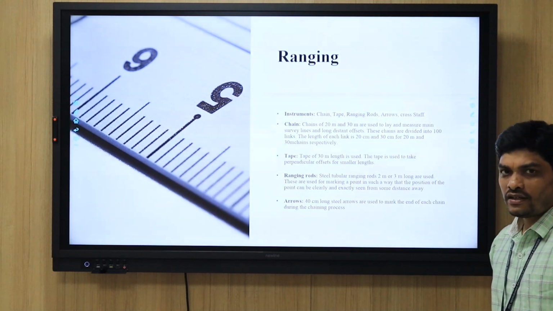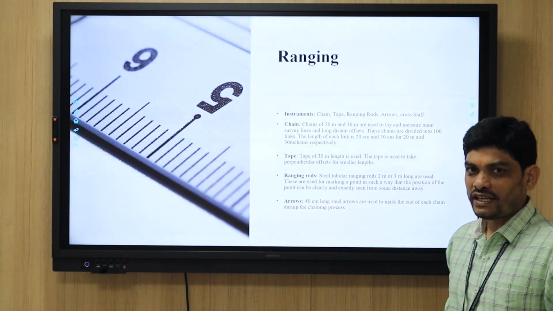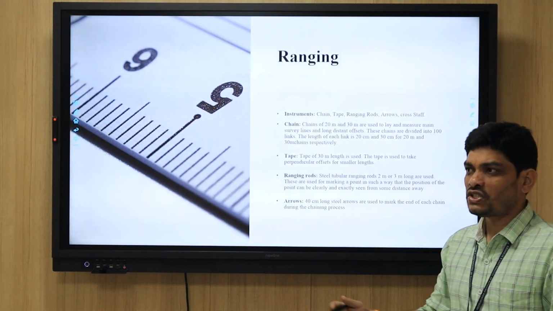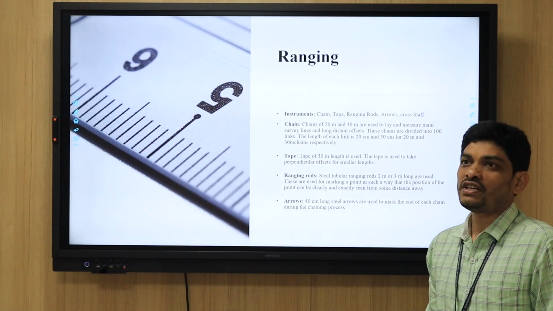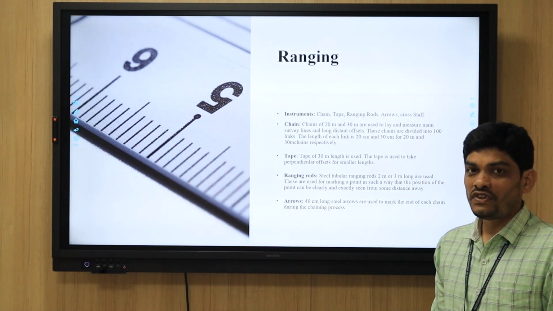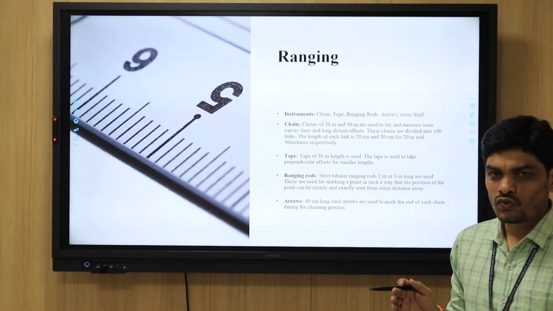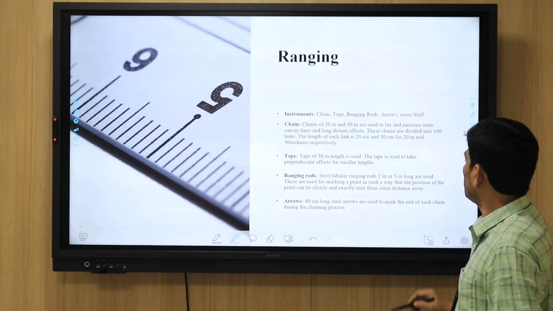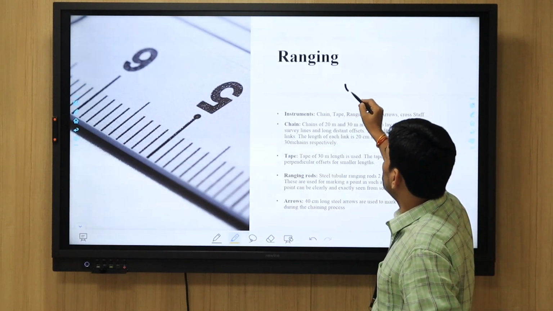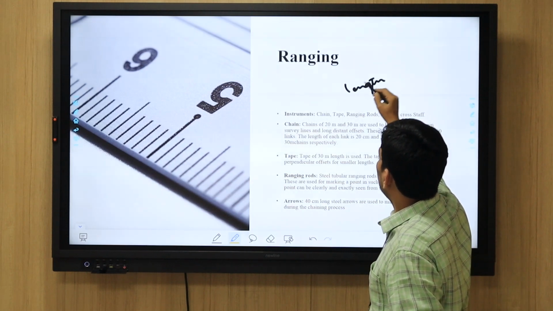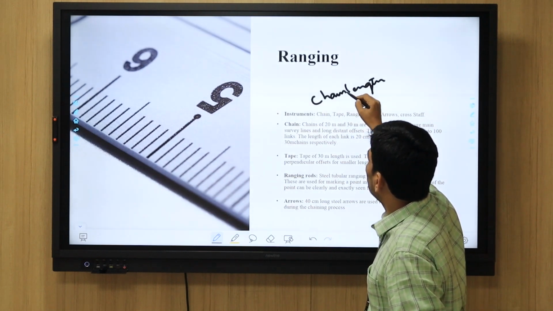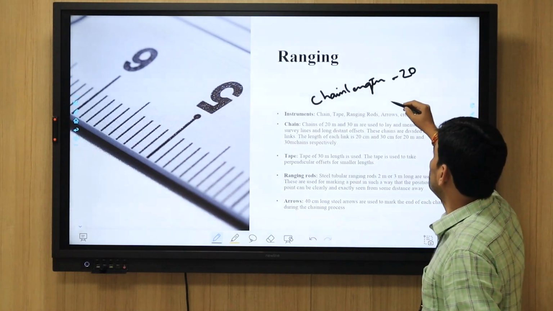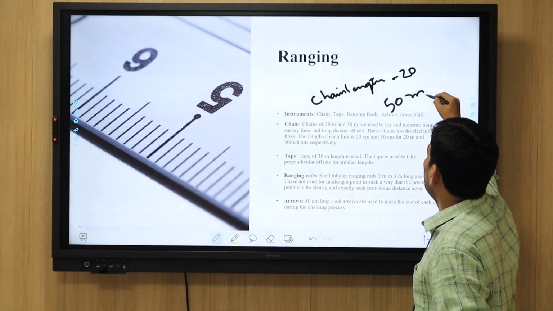Next, once you are familiar with these things, next is ranging. Ranging means if you want to measure a distance between two stations, and the length is around 50 meters, but the length of the chain is 20 meters only, then how will we measure? Chain length is 20 meters, but you need to measure 50 meters. How will you measure?